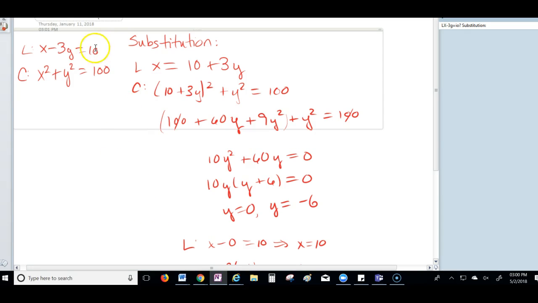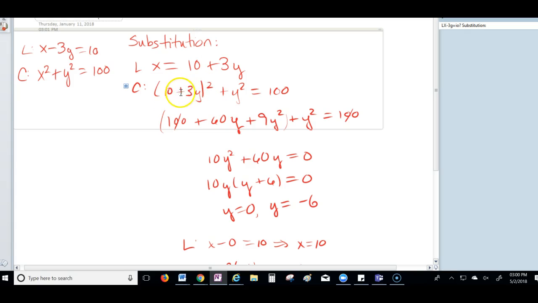Since I don't have an x squared term or y squared term in both equations, I'm going to use substitution. Elimination's not a good choice here. So this is the equation of my line. This is the equation of my circle. So that's why I labeled these L and C. So I'm going to solve for x in my linear equation and substitute that into my circle.